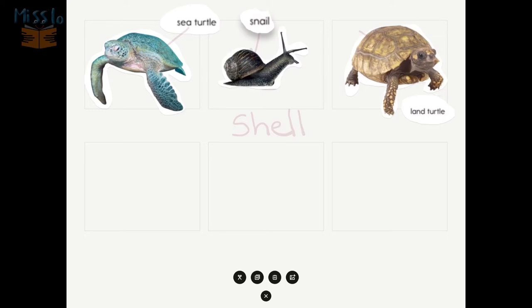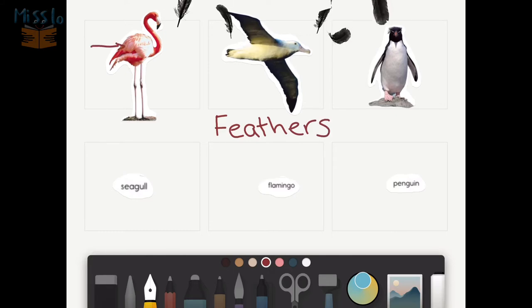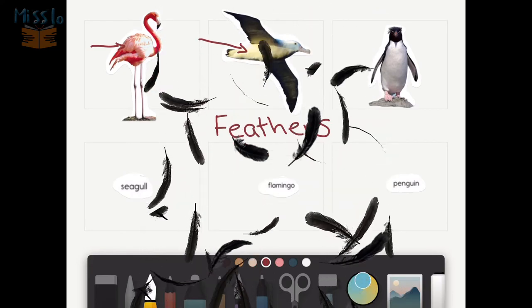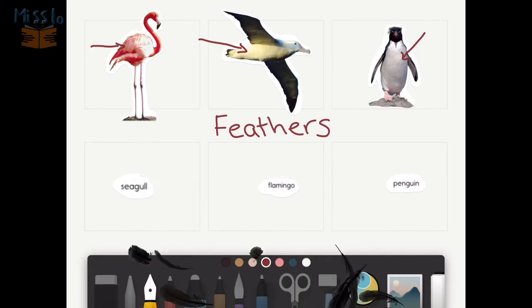What kind of covering do they have? Do they have a shell? Do they have scales? No, right? They have feathers. They have feathers. And these are feathers. These are feathers, and these are feathers. Okay? So these animals have feathers.